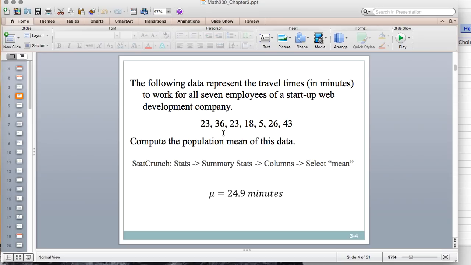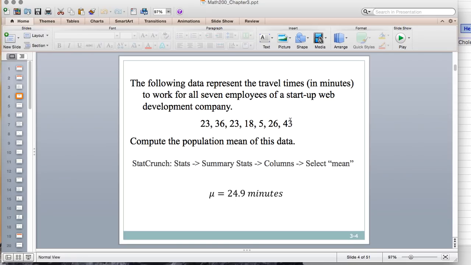So for example here we have travel times for 7 employees of a startup web development company. So these are all their travel times. We have all 7 of them. This is a population because we're just interested in the startup web development company. So we're only interested in these 7 individuals. So we have all of this data. If we wanted to calculate the mean by hand, it would be really easy. We would just add these up and then we would divide by 7 since that's how many observations we have.